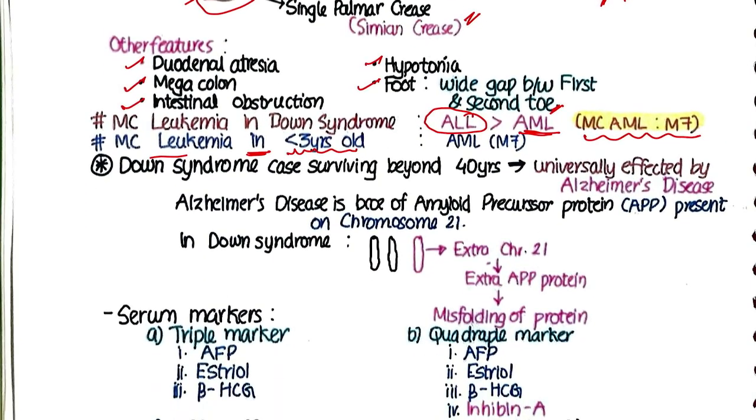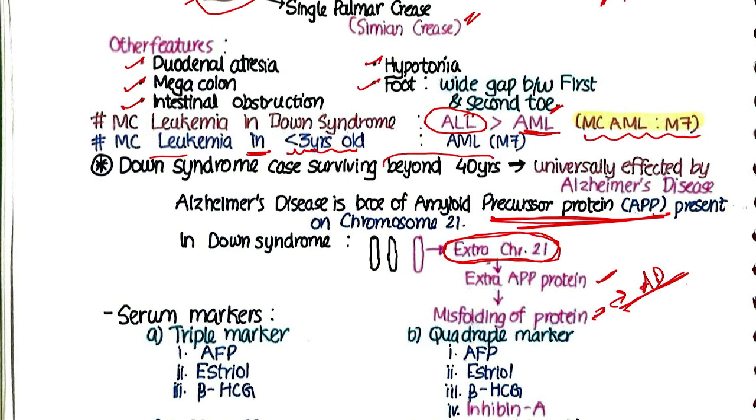See, Alzheimer's disease occurs because of deposition of amyloid precursor protein inside the neurons or outside the neurons in the form of neurofibrillary tangles and tau proteins. APP, amyloid precursor protein, is coded by chromosome 21. What happens in Down syndrome? There is extra chromosome 21. There will be more APP protein, more misfolding, more deposition, more chances of Alzheimer's disease. So universally, in case of Down syndrome, beyond 40 years, there will be universal affection by Alzheimer's disease. Very important, needs to be remembered.